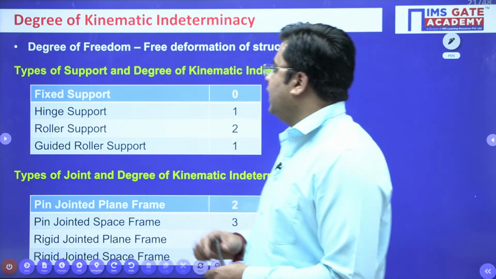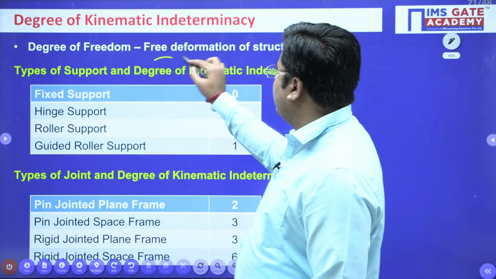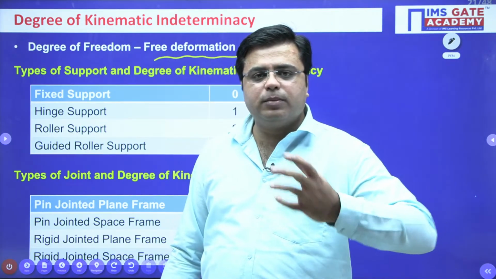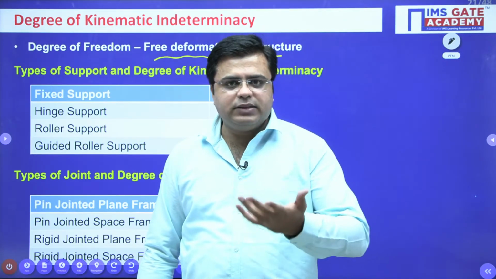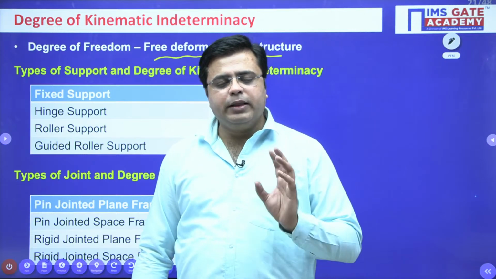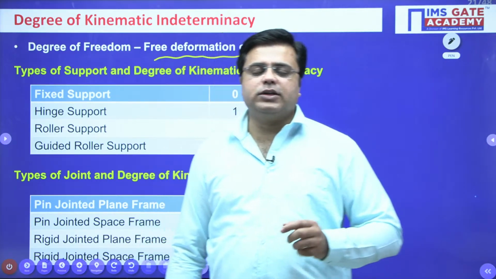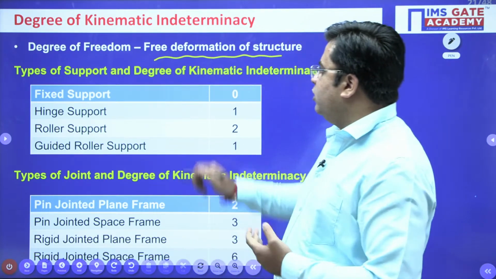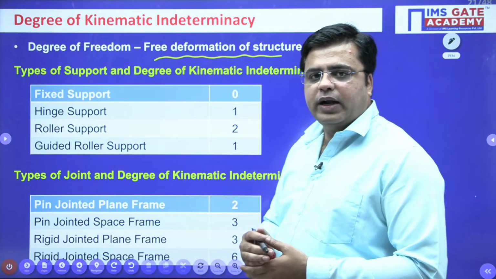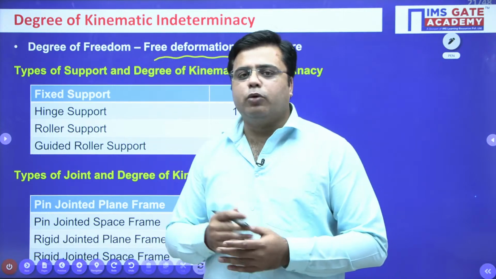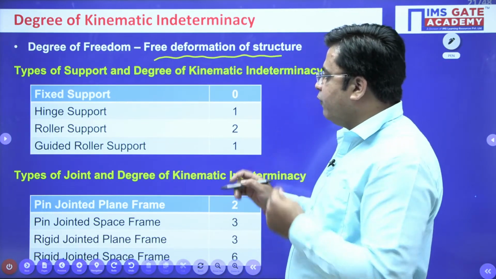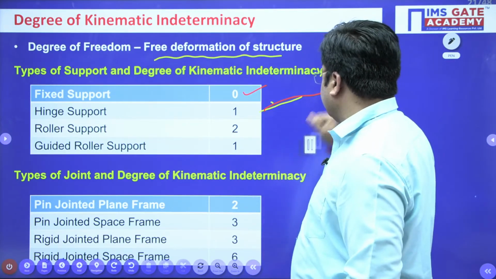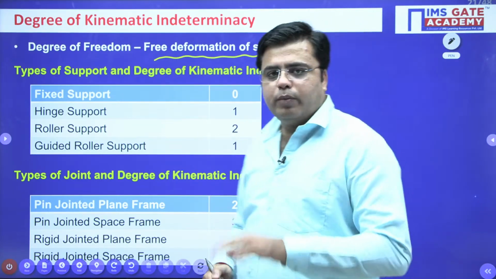So, the degree of kinematic indeterminacy is the degree of freedom for a structure. When we talk about the degree of freedom, we are talking about the possibility of movement. It can be a translational movement or a rotational movement. The possibility of any type of movement for a structure is termed the degree of freedom for that particular structure, right? This degree of freedom totally depends upon the type of support condition, okay? For a fixed support, there is no possibility of movement in any direction.